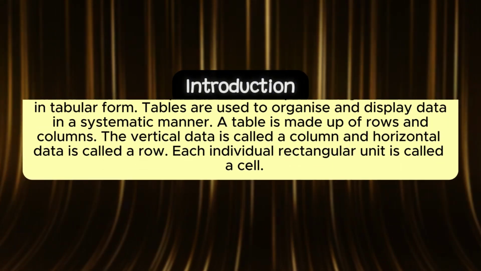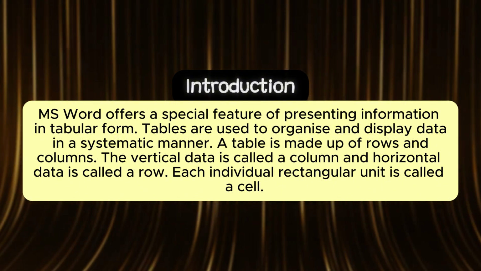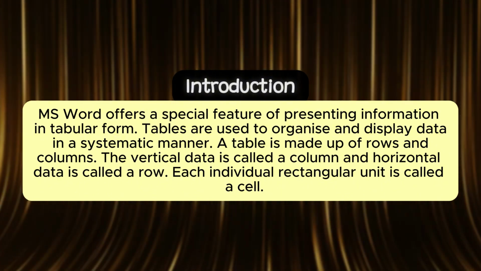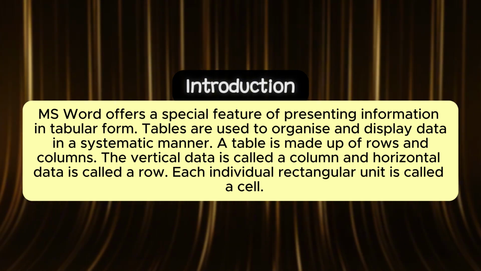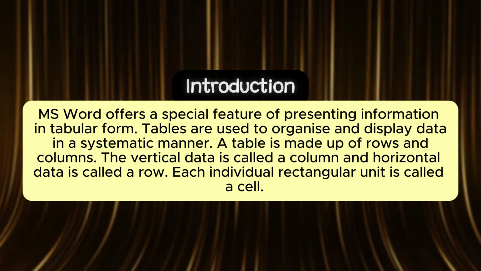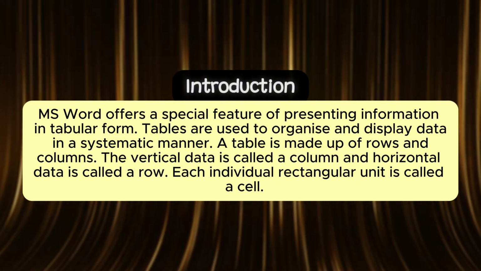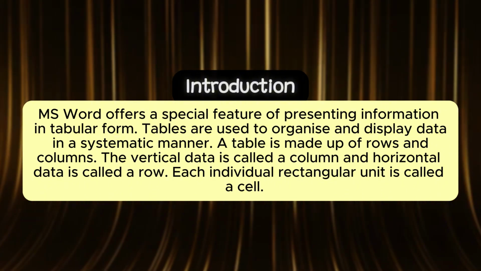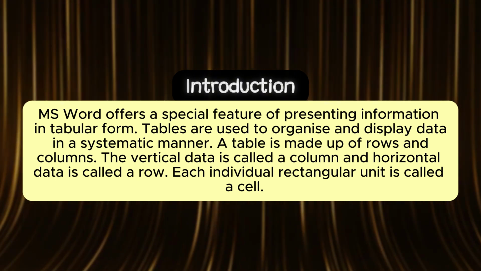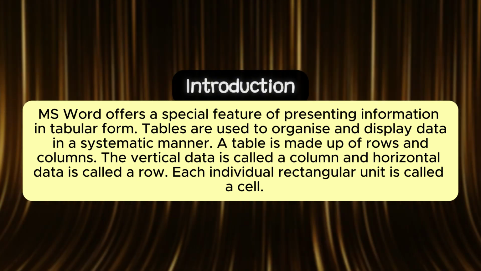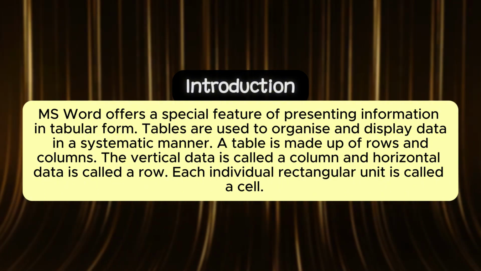Introduction. MS Word offers a special feature of presenting information in tabular form. Tables are used to organize and display data in a systematic manner. A table is made up of rows and columns. The vertical data is called a column and horizontal data is called a row. Each individual rectangular unit is called a cell.